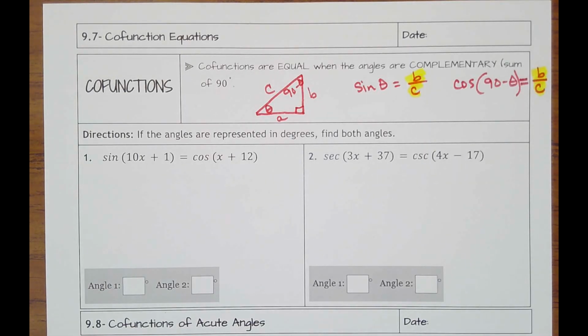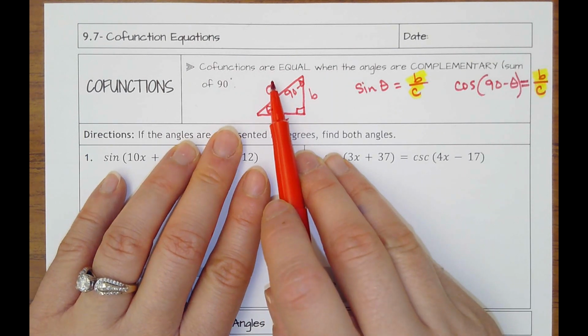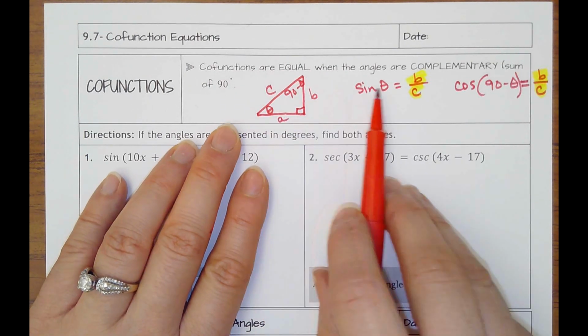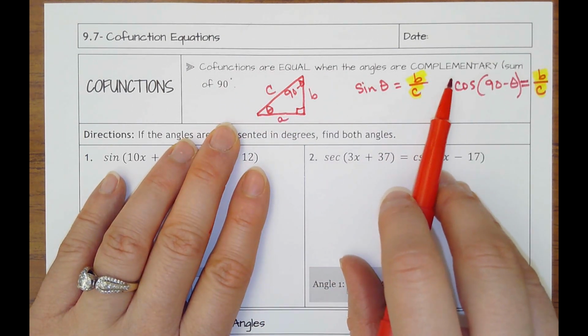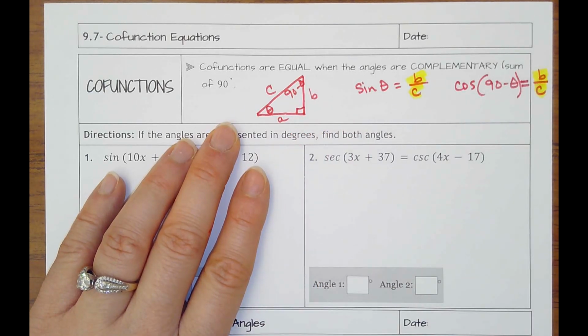Lesson 9.7, cofunction equations. So not only are we talking about cofunctions, but now we're talking about how to deal with them in equations so that we can solve for x and then get the angle measurements. Just a reminder that cofunctions are functions that go together. They're trig functions that make complementary angles, which add to 90 degrees. They're going to be equal when the angles are complementary.